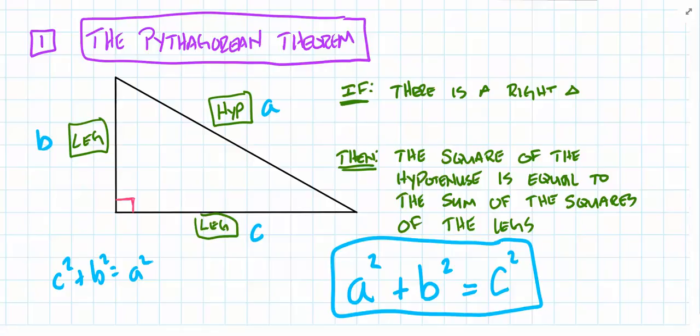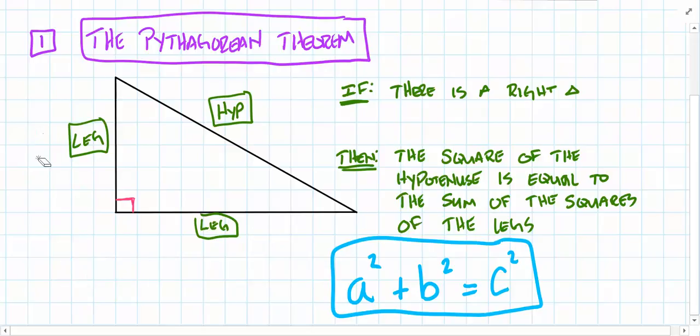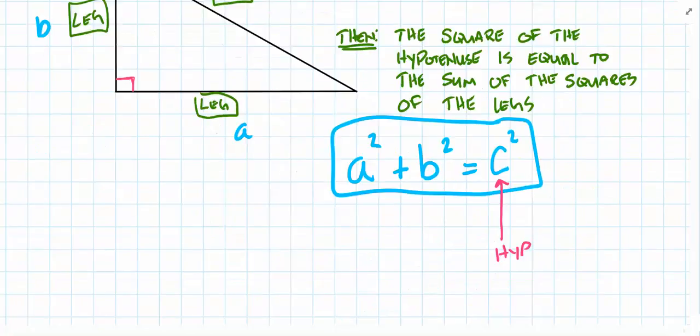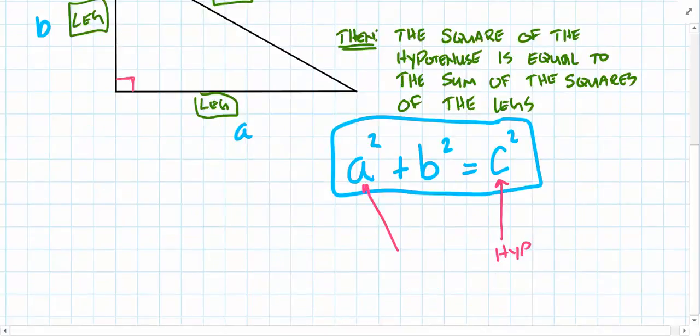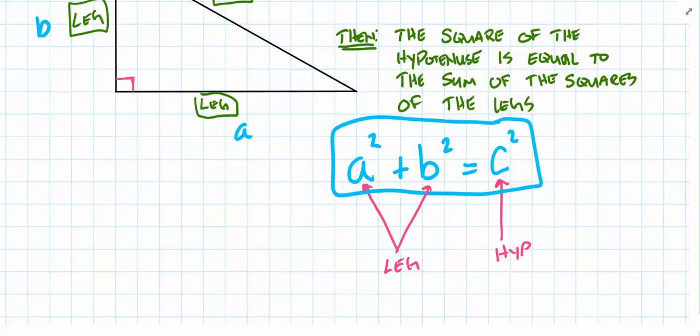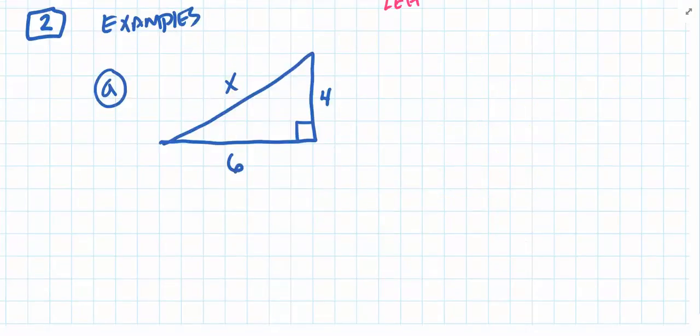So don't get yourself into trouble, okay? Even if it's labeled like that, don't get yourself into trouble. a, b, and c. This was the original way that I had it up, all right? This is what you have to remember. And these two over here are always the legs, okay? So the sum of the squares of the legs equals the square of the hypotenuse. That's the Pythagorean theorem. Okay, we'll do a very straightforward example before we do a more interesting example.